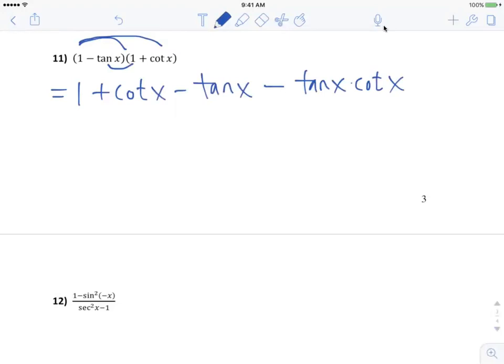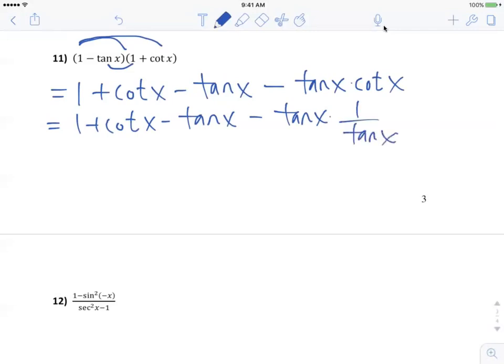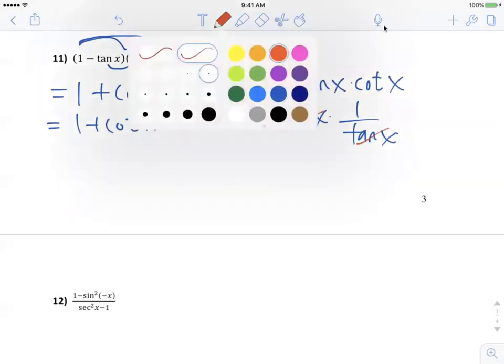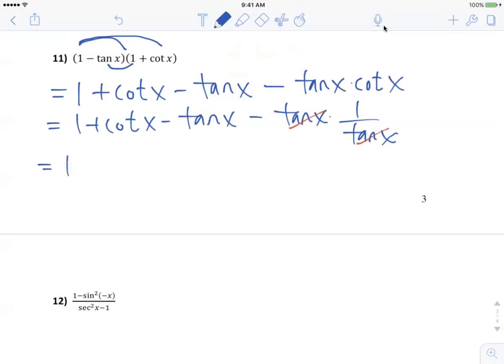Now, I guess I can work with that last piece, tangent times cotangent. So these other 3, let's not mess with those for right now. I'm going to think of cotangent as 1 over tangent, because that's cool because then the tangents cancel. So now I've got 1 plus cotangent minus tangent minus 1. And then that plus 1 in the front and the minus 1 in back is 0. So those are gone. And so I'm just left with cotangent minus tangent.